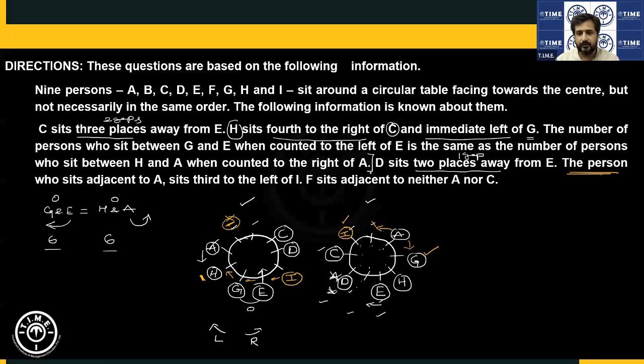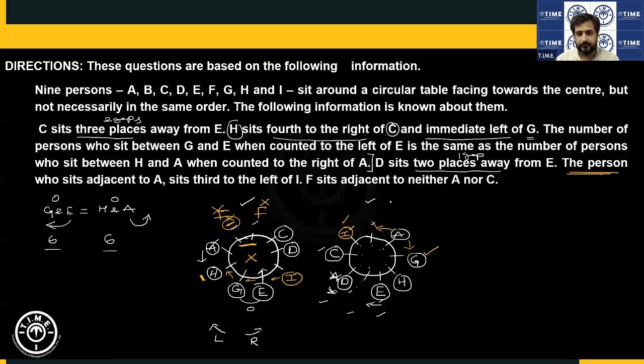F sits adjacent to neither A nor C. Right. Now, all these places are fixed except these 2 places. So one of these 2 places we have to place F. But what is mentioned? F sits adjacent to neither A nor C. So F and A are not adjacent, F and C are not adjacent. So A here, this position cannot be given to F. C here, this position cannot be given to F. So we don't have any place to place the F. So this case is violated. This case is ruled out.